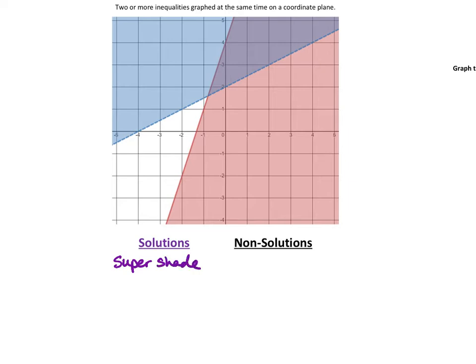Okay, there are four regions created on the graph you see on your screen. There's region 1, that's blue. There's region 2, that is purple-ish. There's region 3, that is red. And then there's region 4, that is blank. Which one of those regions do you think all of the solution set for this system occurs in? Which one is the supershade?